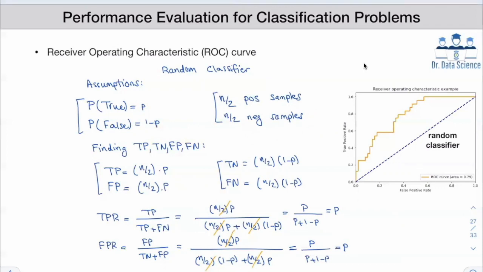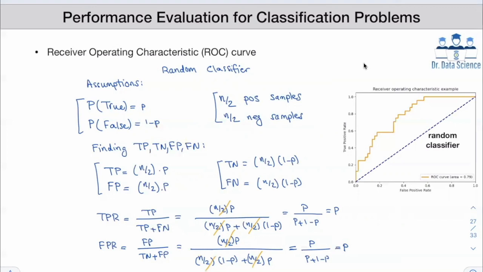So now let's find the true positive, false positive, true negative, and false negative, which then allows me to find the true positive rate and false positive rate. So what are the true positives? That means the samples that are labeled positive and they're actually positive. So that's n over 2 times p on average. Meaning that we have n over 2 positive samples, and the probability that they're labeled as positive is p, so I can just do this multiplication.